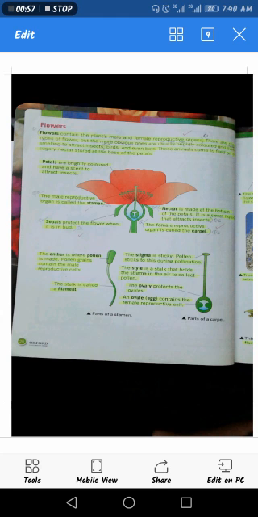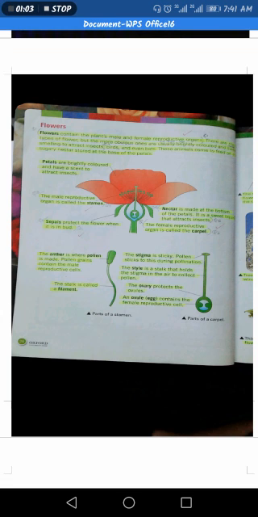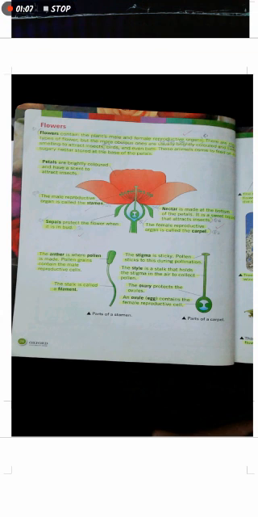Now let's learn about the different parts of the flower. First of all, petals. Petals are brightly colored and they have a scent or sweet smell to attract the insects. Sepals. Sepals protect the flower when it is in bud. So its main function is the protection of the bud.